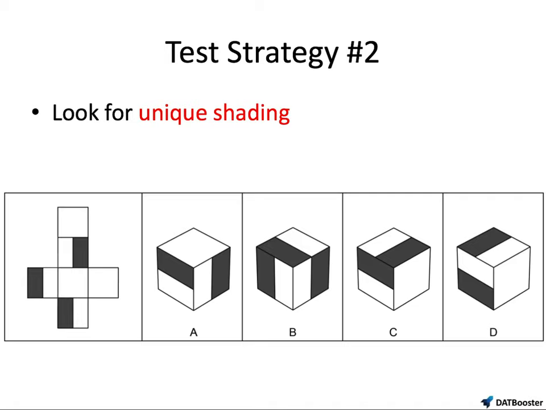For figures that instead have unique shading as the predominant feature, the strategy is to instead focus on the shading pattern rather than the shapes. So for this question, the figure shows 3 sides that are blank and 3 that have half shaded and half unshaded. As with many of the other sections, process of elimination is a very useful technique here. So we can very quickly eliminate answer B because it shows all 3 of the shaded, unshaded sides sharing a corner.